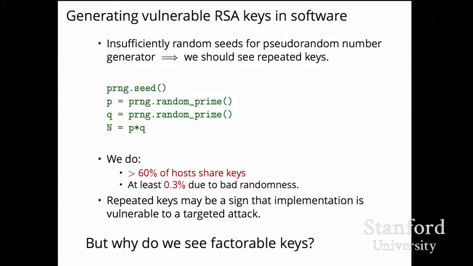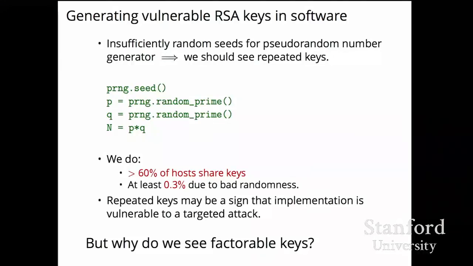Okay, so here's a sort of cartoon version of how you might think to implement RSA in software. Your application might seed its pseudorandom number generator, and then it says, give me a random prime, give me another prime, multiply them together, that's my modulus. And so obviously if you haven't seeded your pseudorandom number generator, or it's seeded always with the same value, then you expect to see large numbers of shared keys. And these repeated keys are a sign that you might be vulnerable to a targeted attack. But this does not explain, since the pseudorandom number generator is going to be a deterministic process, why we might see P shared and not Q.